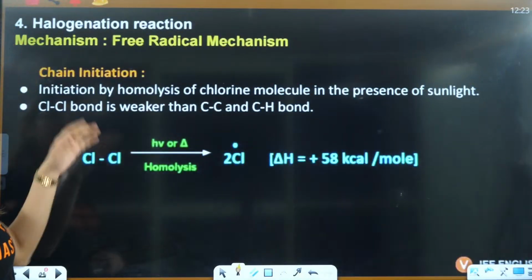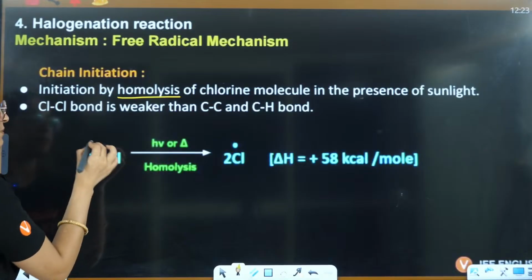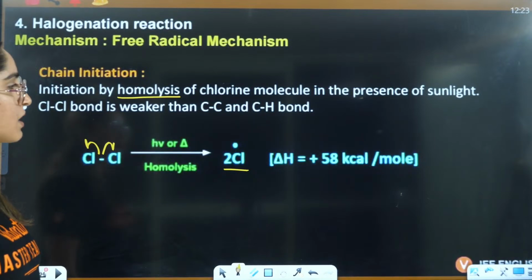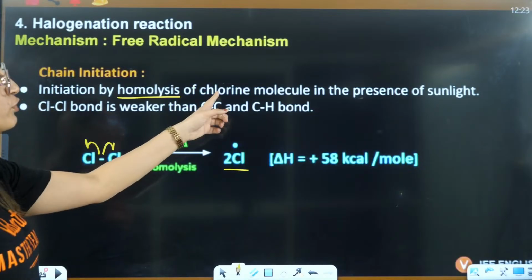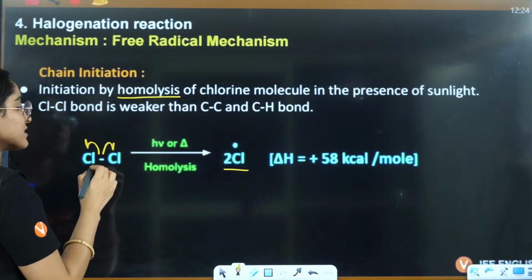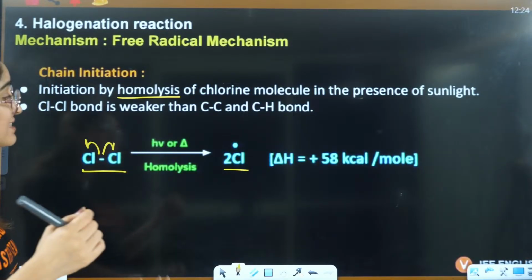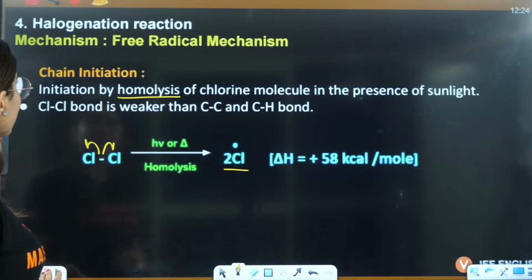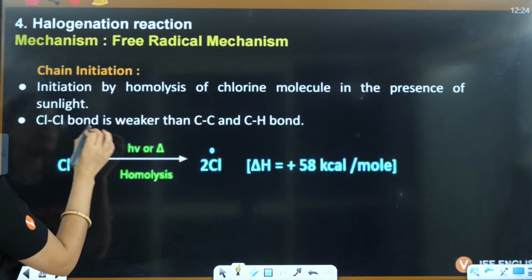Right? So 3 steps. First is the initiation step, in which by homolytic cleavage, that means this will shift here, and you will have the formation of 2 Cl free radicals. This is the energy release step, of the halogen molecule in the presence of sunlight. The Cl-Cl bond is weaker than the C-C and C-H bond. That is the reason in the initial step the Cl-Cl bond will break, not C-C or C-H. That is the weakest bond here.